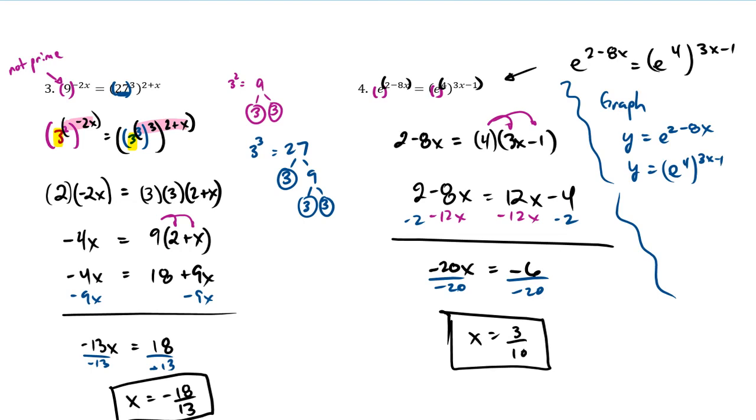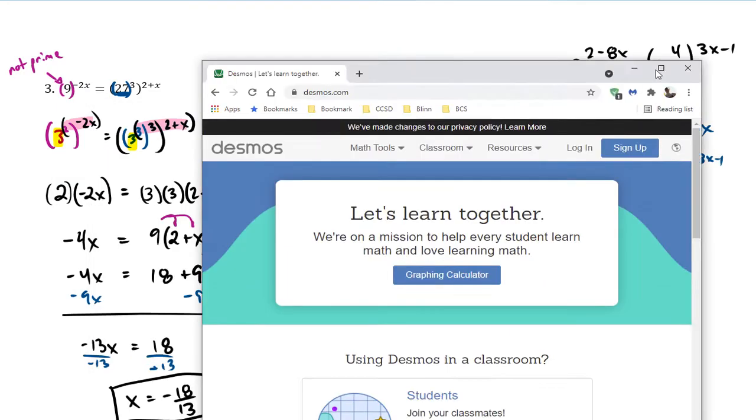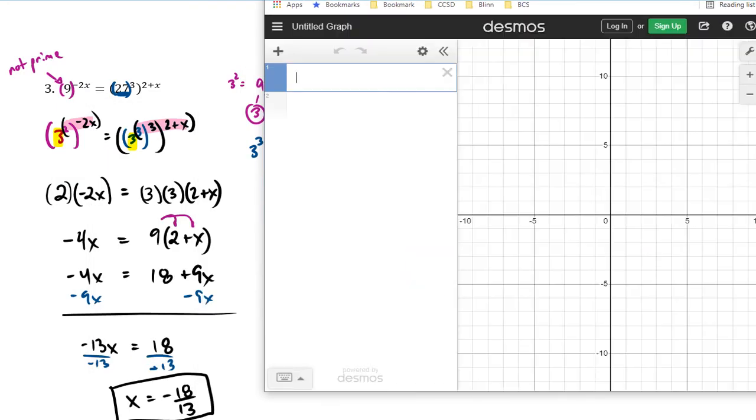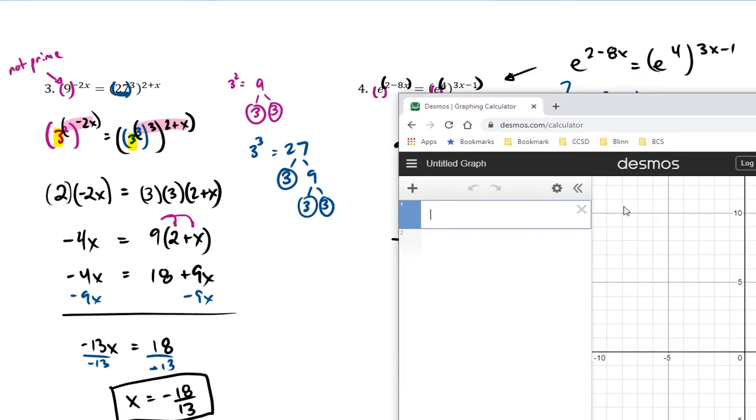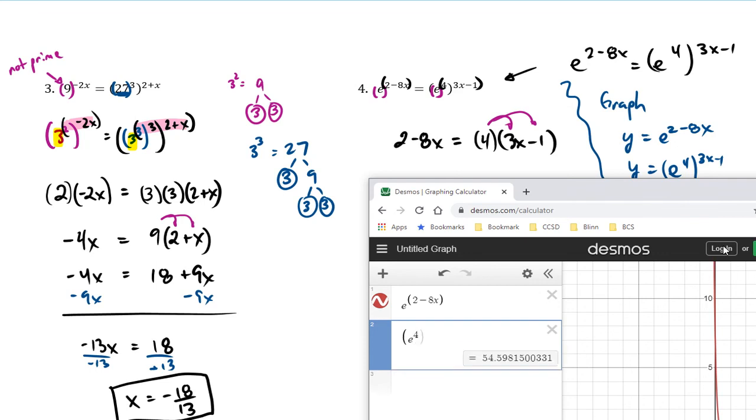Okay, so let me go to my Desmos again. That's how we could do all of these problems if we wanted to check. Okay, so here's my graphing calculator, and I'm just going to plot those in. So I have y equals e to the, and then parentheses might be needed anyway, so I'm going to do 2 minus 8x in parentheses. And then we'll have another graph, e to the 4, in parentheses, and then we'll raise it to 3x minus 1, so we even put that in parentheses. Okay, so there we go.